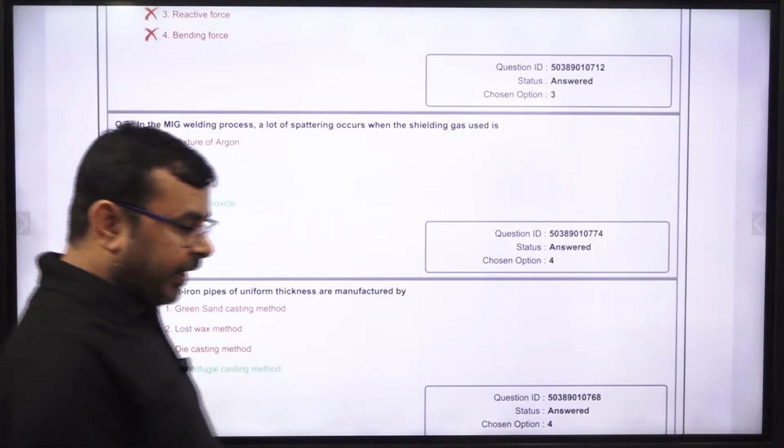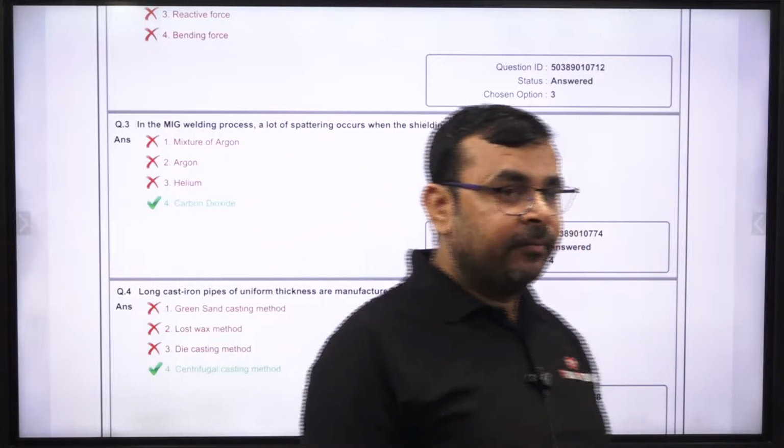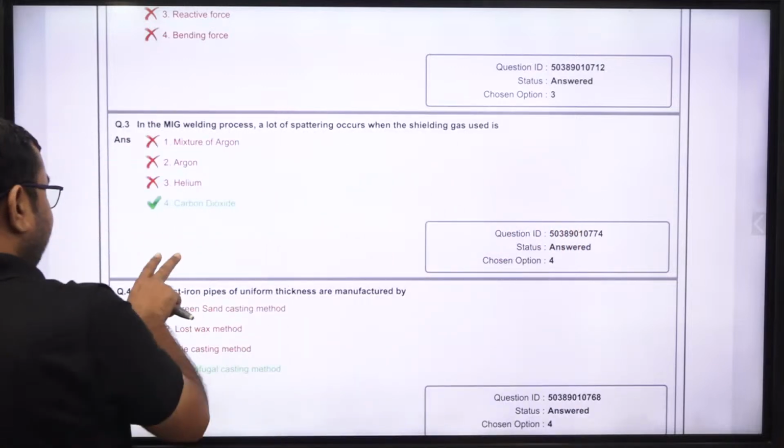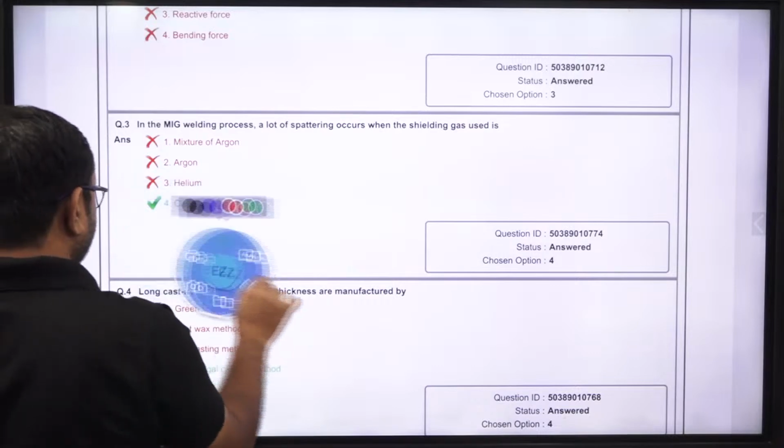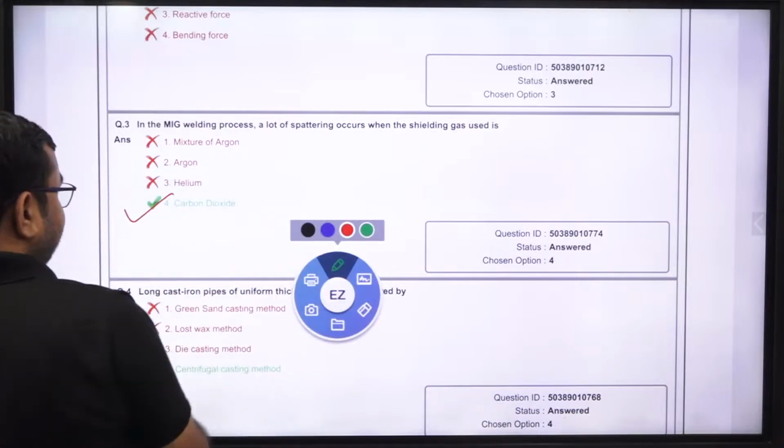Tell me which one is the right answer. This is a very simple question. The correct answer is carbon dioxide gas. The correct answer is carbon dioxide.